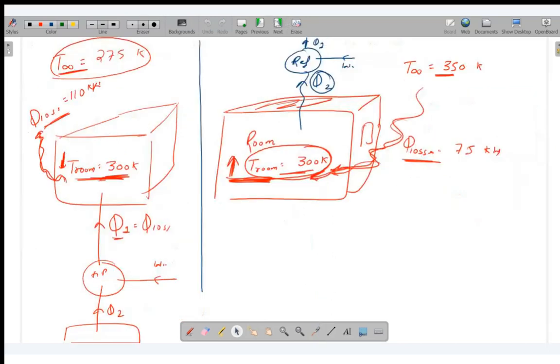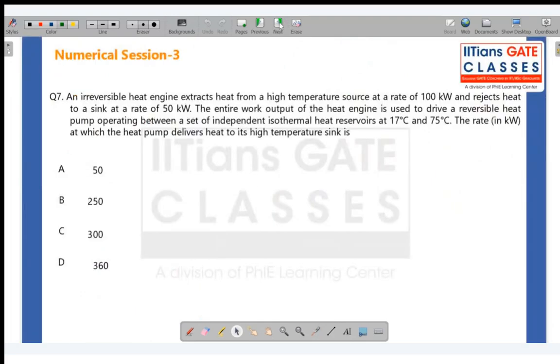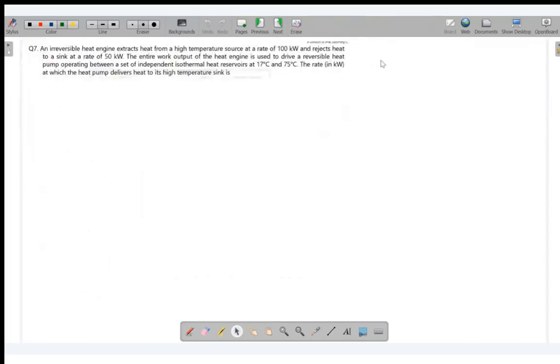Okay, let's move ahead. So we have an irreversible heat engine. What do we have? We have a heat engine, and it is taking heat Q1 equal to 100 kilowatt and rejecting heat Q2 equal to 50 kilowatt. Now, the entire work output of this heat engine is required to drive a reversible heat pump.